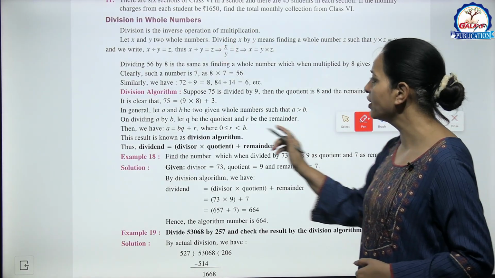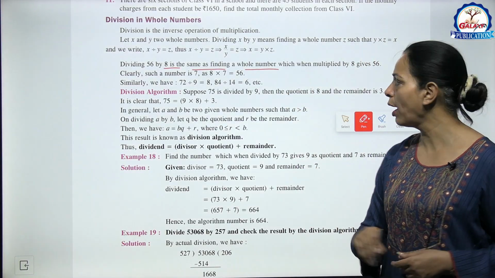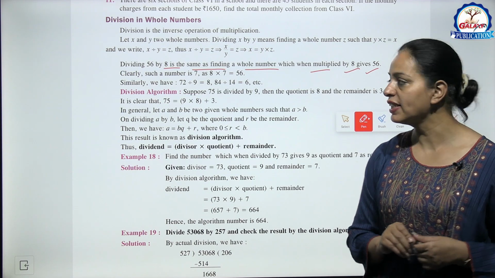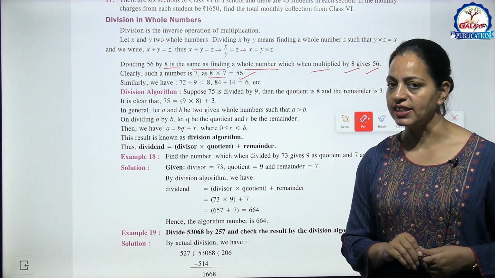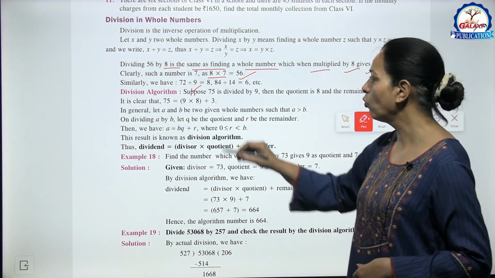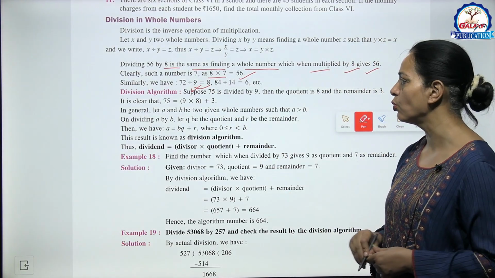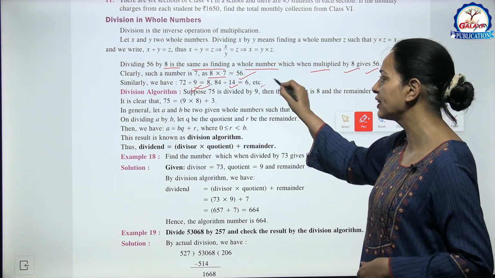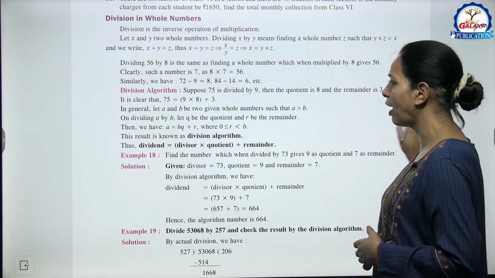Like dividing 56 by 8 is the same as finding a whole number which when multiplied by 8 gives 56. Like 8 into 7, that is 56. 72 divided by 9 is 8, or we can write 8 into 9 equals 72. Similarly 84 divided by 14 is 6. Okay, like this we can take many more examples.